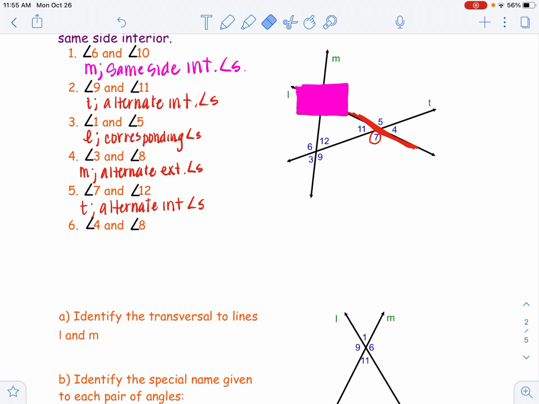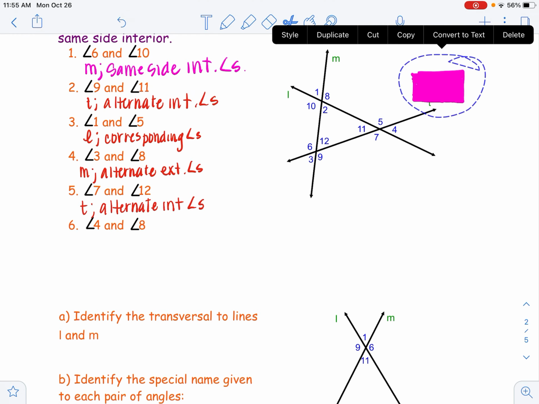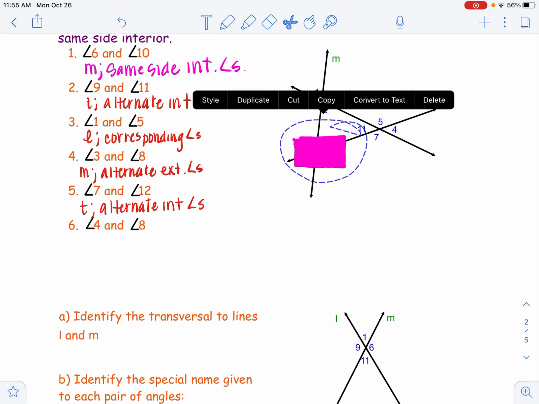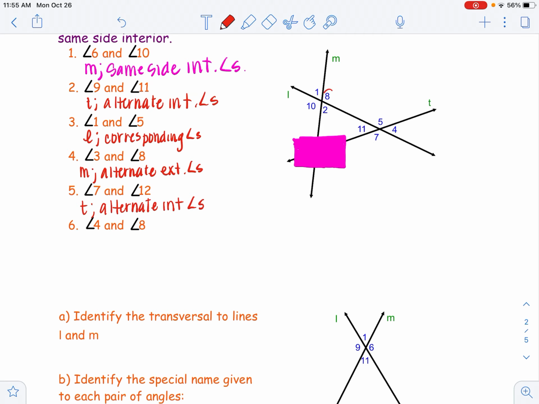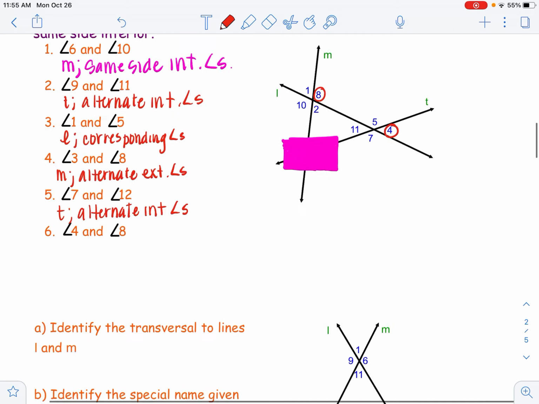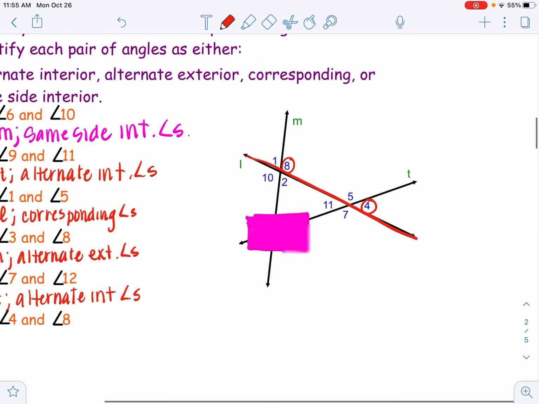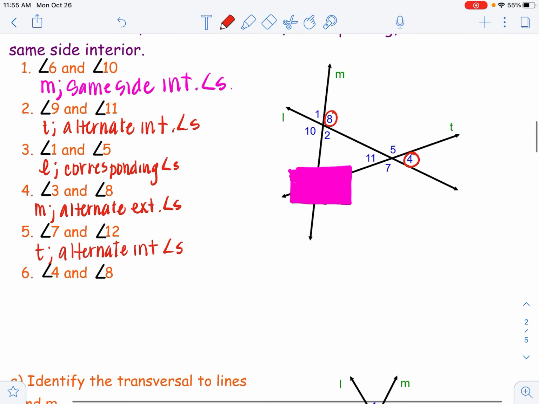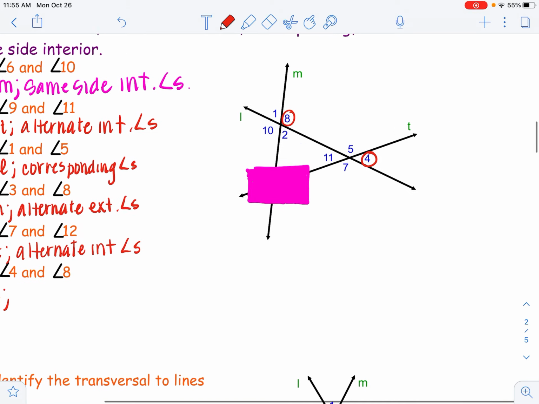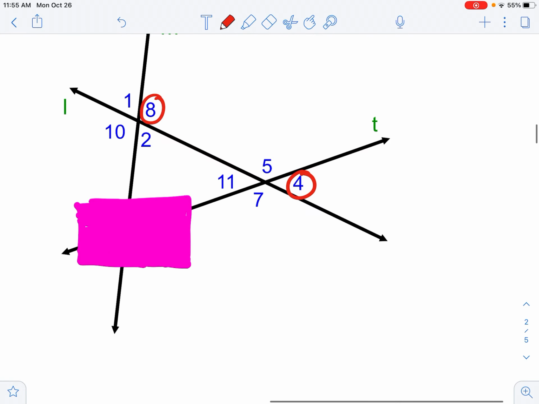All right, last set. We're looking at 4 and 8. All right, 4 and 8. I don't see 4 and I don't see 8. So I look and I realize, no, I do see 4. My bad. There's 4, there's 8. Here's 8 and here's 4. Okay, transversal. They both touch out. I'm going to do that in cursive so it's readable. And then I want to know what kind of angles they are.